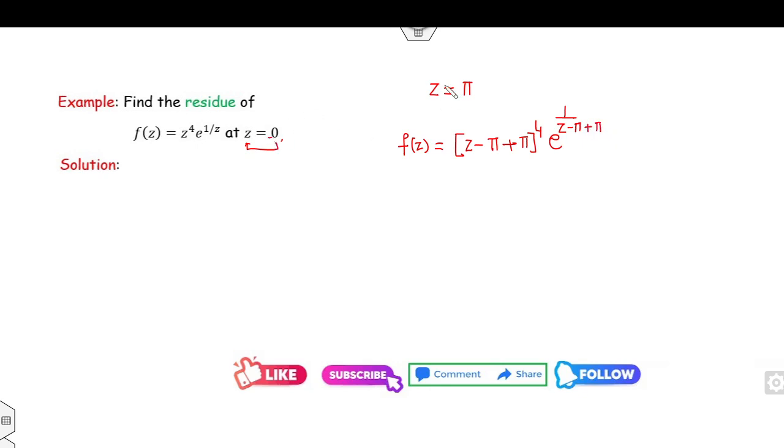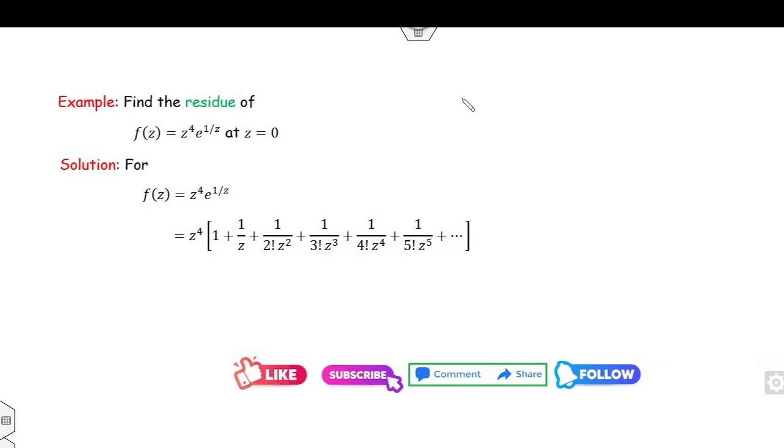I will also explain such kind of example in this video as well, so you can stay with this video till the end. Now you can expand the series. What is the expansion of e raised to power x? 1 plus x plus x square over 2 factorial, x cube over 3 factorial and so on.